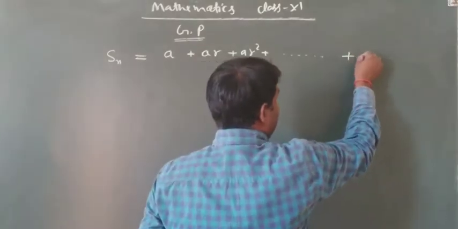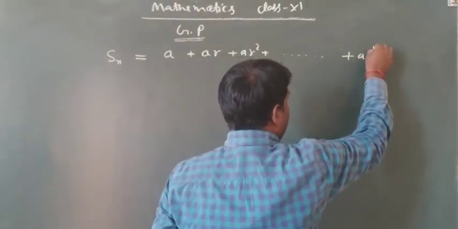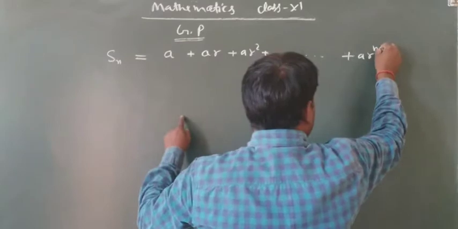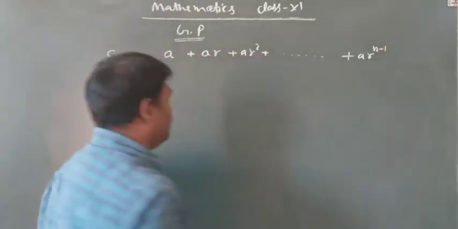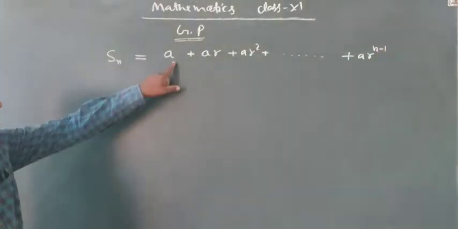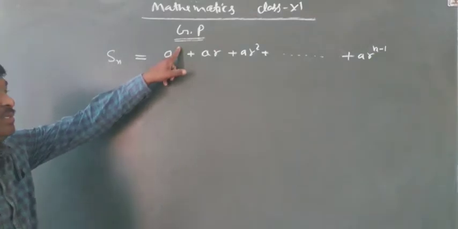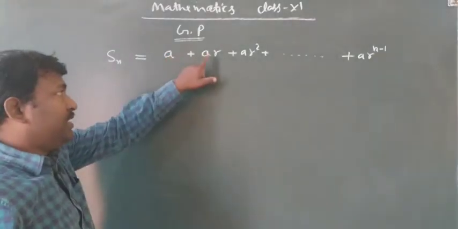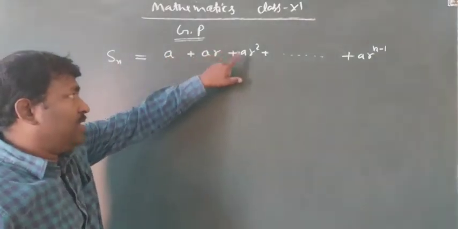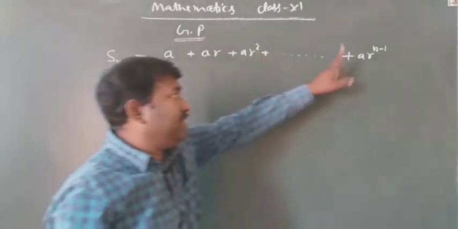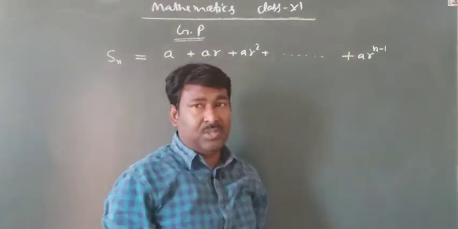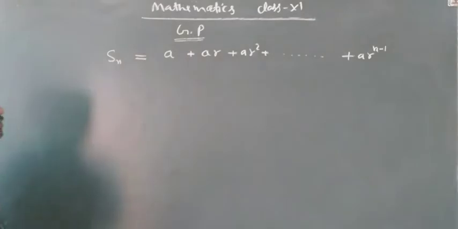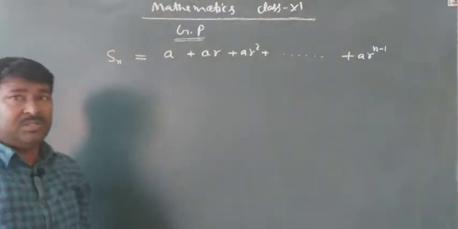In the nth term, what will you get? ar power n minus 1. Is it clear? Since in the first term, this is a only. In the second term, a into r. In the third, ar square. So in the nth, ar power n minus 1. As you know, the nth term of a GP is given by ar power n minus 1.